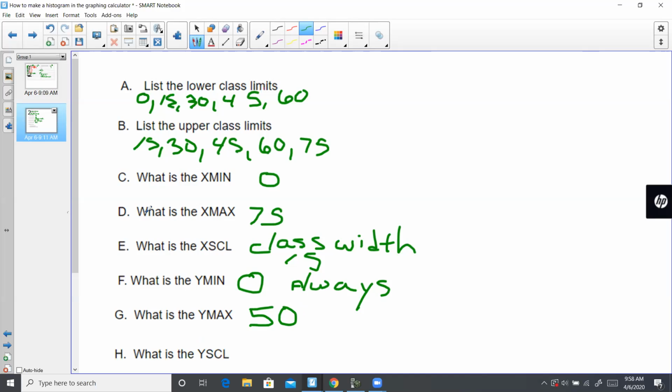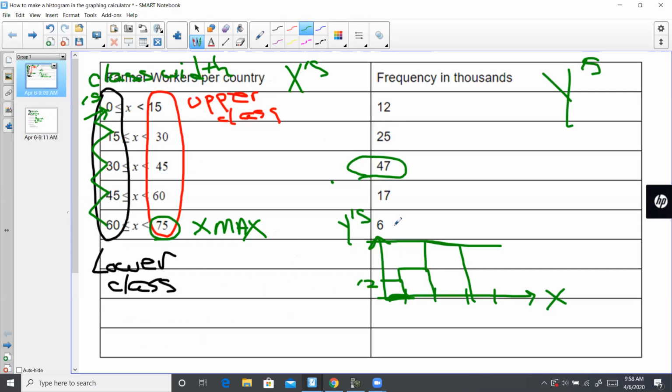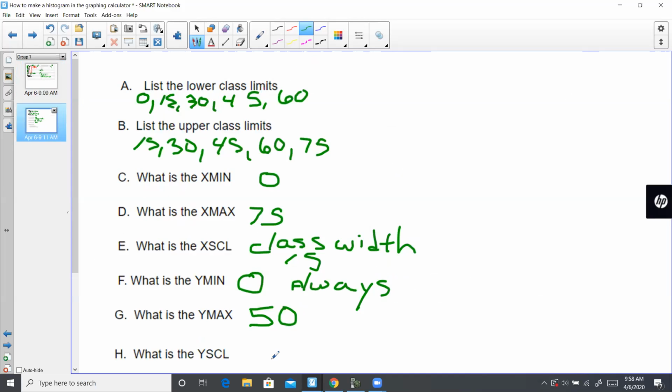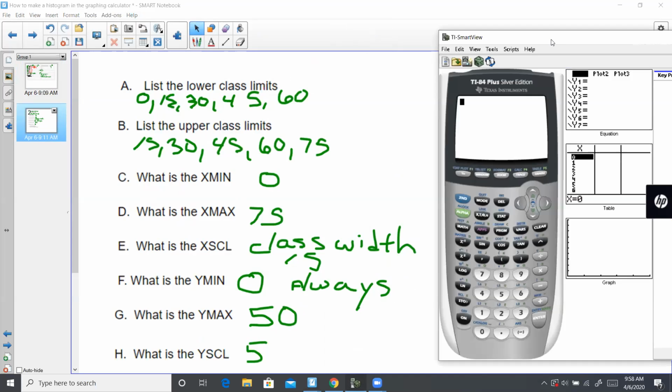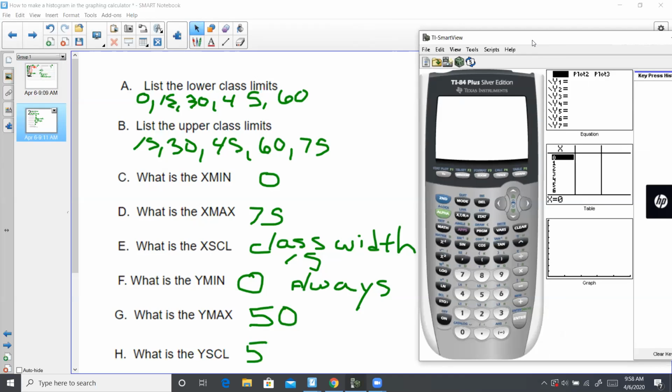Y scale. Y scale is when you make the histogram, what do you want to count by, right? So what do you want to make these go by? Do you want to go by ones? Do you want to go by twos, fives? What do you want to do? It's up to you. There's no really right or wrong answer for this. So back here, I think I'm going to count and I want to go by fives for this. Okay, now let's take a look at taking this information and we're going to create our histogram in our graphing calculator.